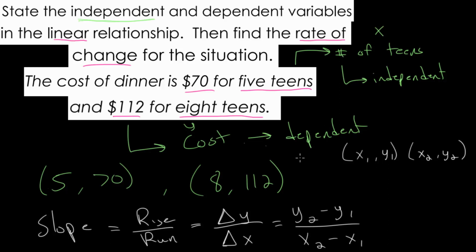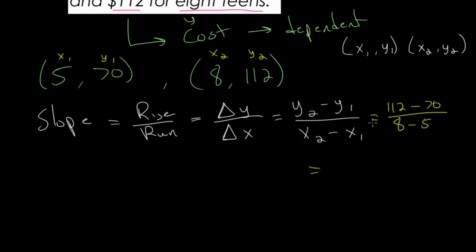To find this slope, we just need to match up x1, y1, and x2 and y2. So let's say this is x2 and this is y2. Let's say this is x1 and y1. If we plug in our numbers, we have 112 for y2 and y1 is 70. We divide this by x2, which is 8, and we subtract off x1, which is 5. So our slope then, we just compute this.